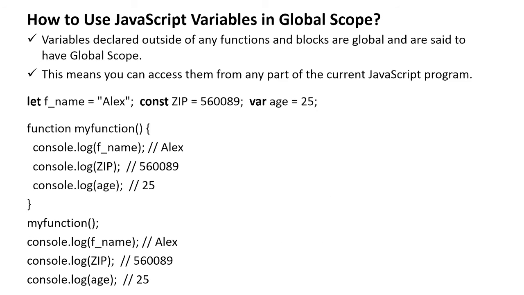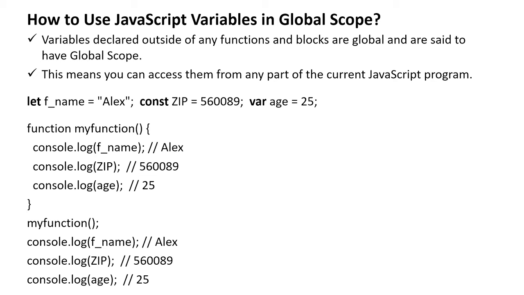How to use a JavaScript variable in global scope? Variables declared outside of any functions and blocks are global and are said to have global scope. This means you can access them from any part of the current JavaScript program. Let fname = "alex", const zip = 560089, var age = 25, function myFunction. console.log(fname) returns alex, console.log(zip) returns 560089, console.log(age) returns 25 as an output.